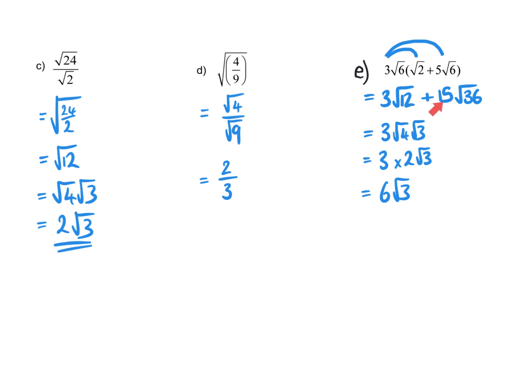So this becomes 15 times 6. So plus 15 times 6. Now 15 6s are 90. And we'll just fill that in on the lines below and see if we can simplify that any further. The 6 root 3 can't go together with the 90 there, so that is now fully simplified.